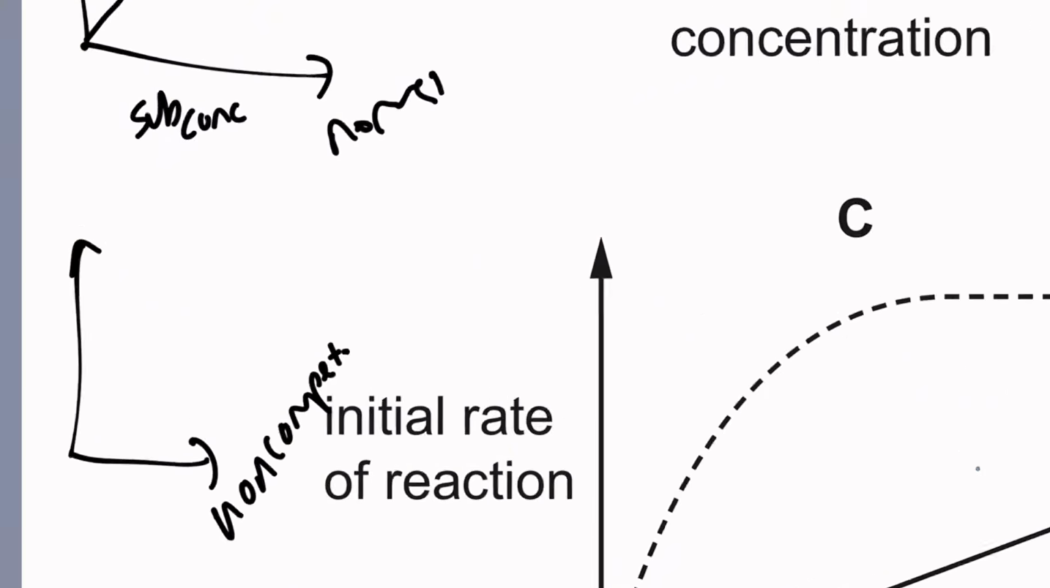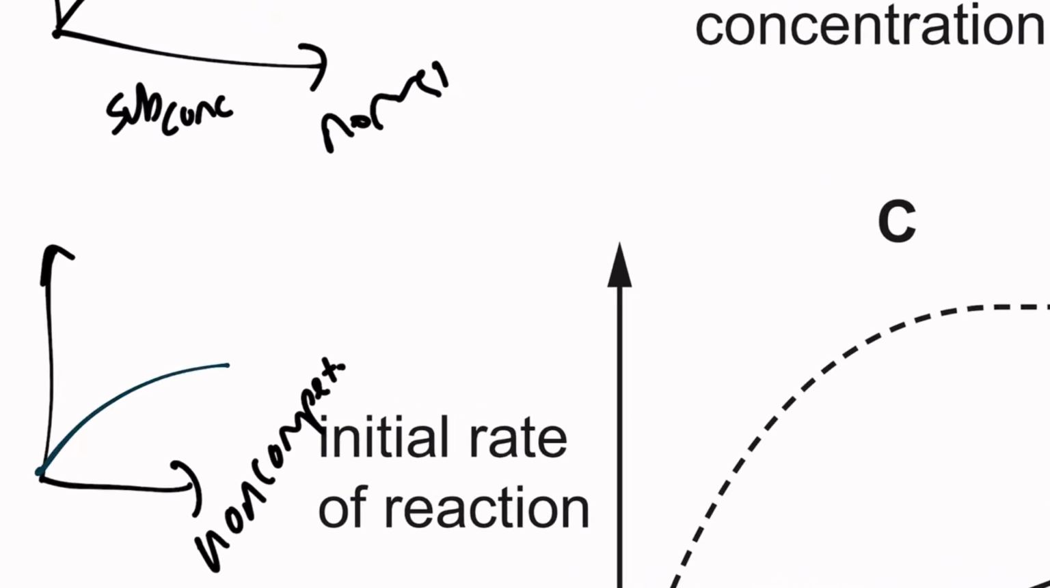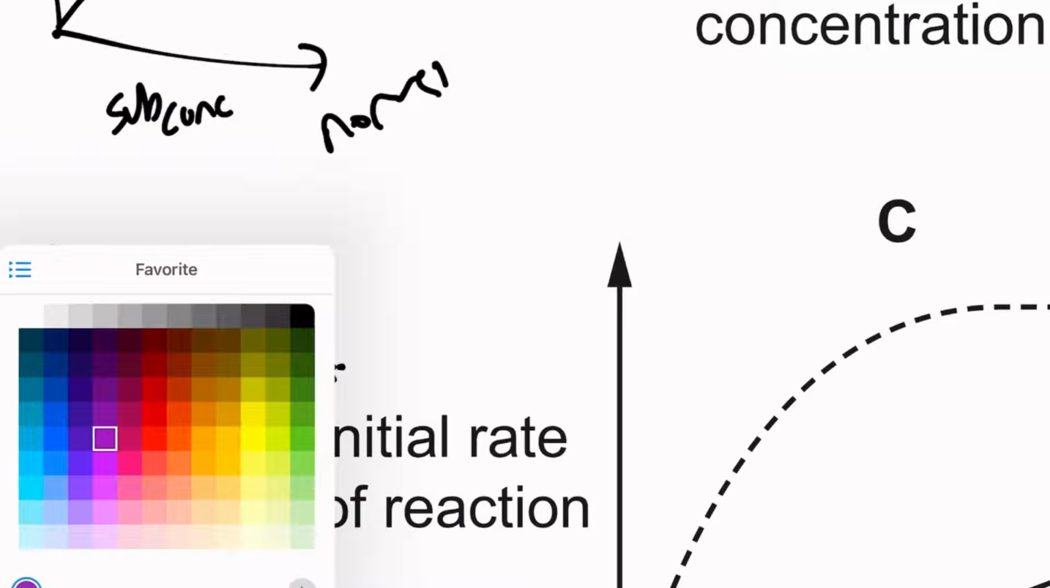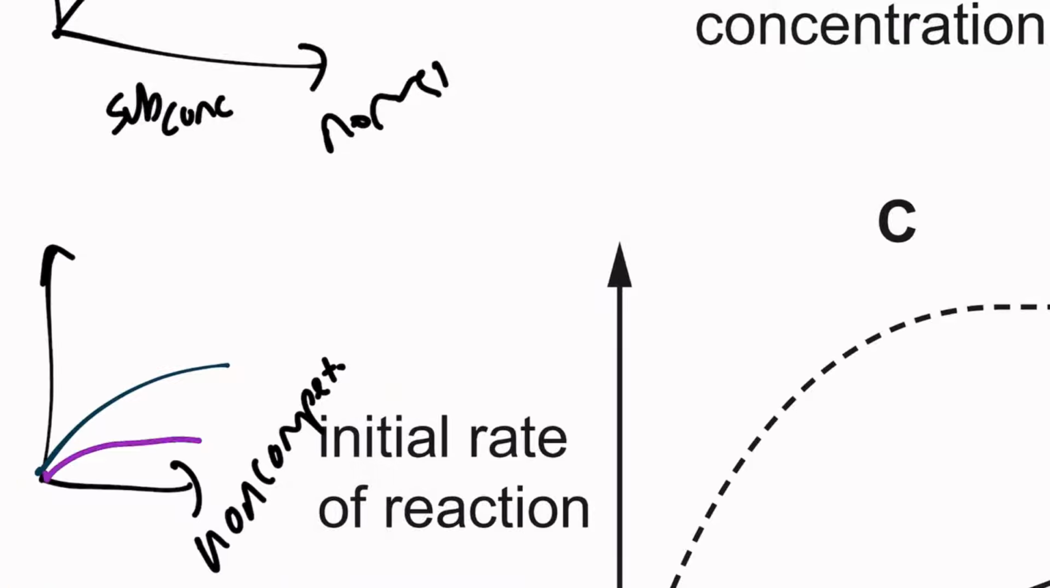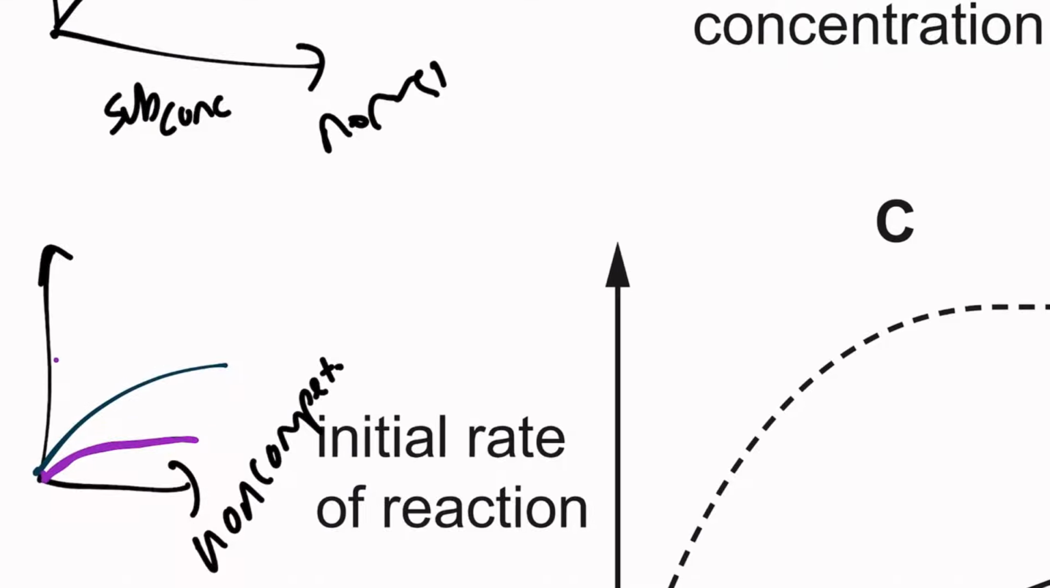Whereas for the non-competitive inhibitor, let's draw the normal graph, and now let's draw it with the non-competitive inhibitor. It's going to be something like this, where you can see the enzyme never reaches the Vmax, or maximum rate of reaction, and it always stays here, it plateaus. That is because the non-competitive inhibitor is going to stop the enzyme from functioning by binding to another site called the allosteric site, not the active site.